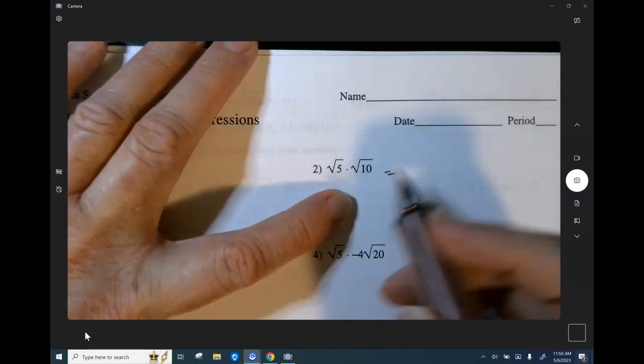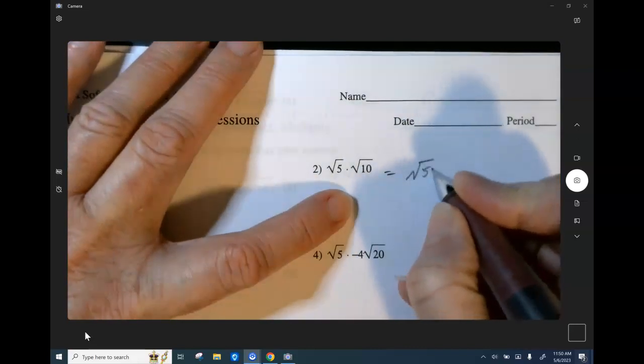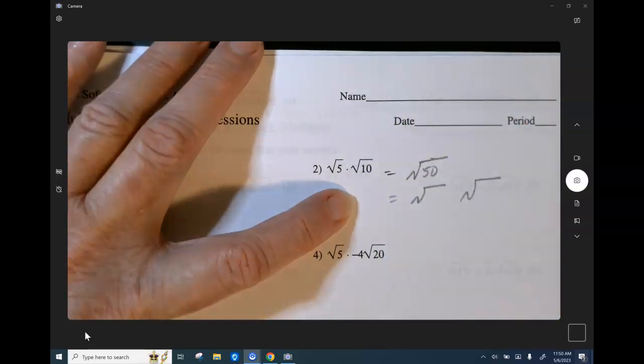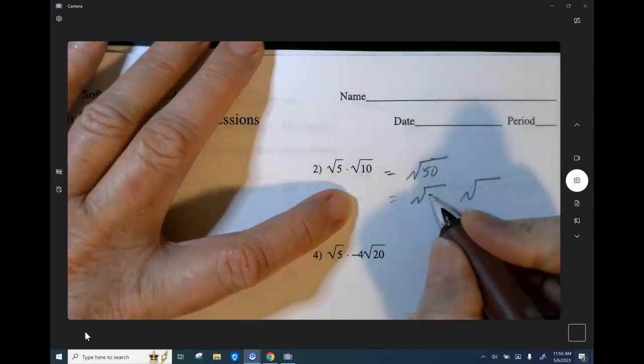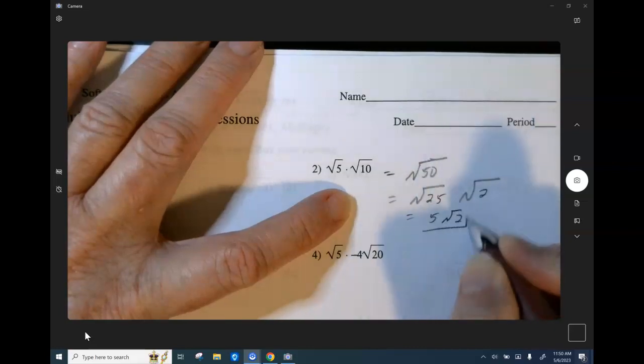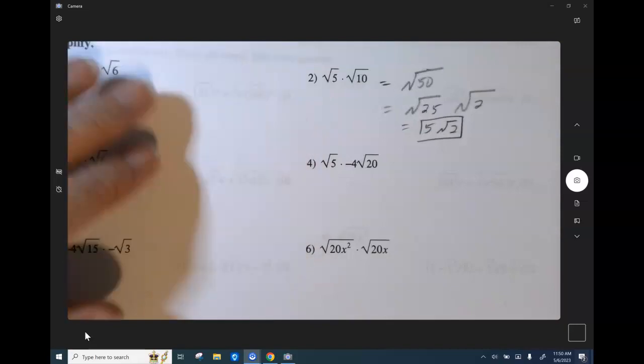This is hopefully a refresher. We know that we're just going to multiply and get square root 50. Then we're going to break that down into perfect square and non-perfect square. What's a perfect square in 50? Yep, 25. So this gives us 5 square root 2. Nothing difficult there. Okay?